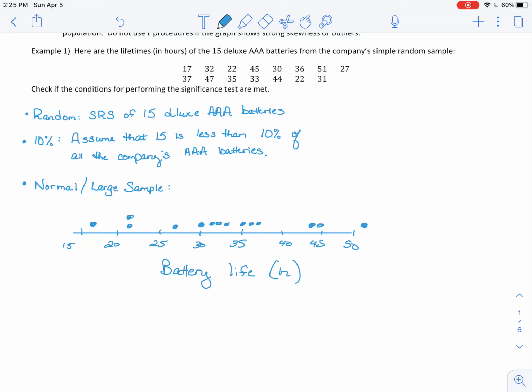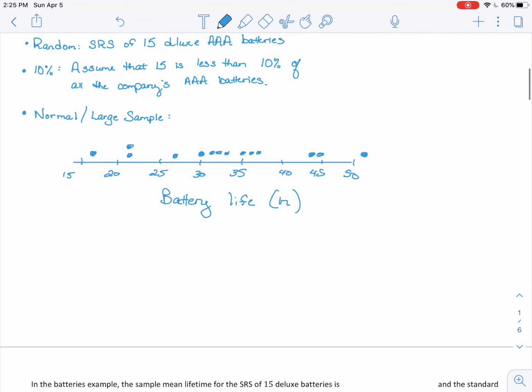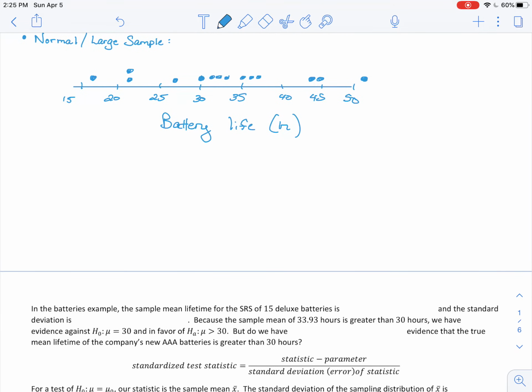But what you see if you do sketch all this out is there are no outliers. There's not like a dot over here or anything like that, and it's not all bunched up in one section, so it's plausible that this came from a normally distributed population. So I'm just going to put that the dot plot does not show strong skewness or outliers.